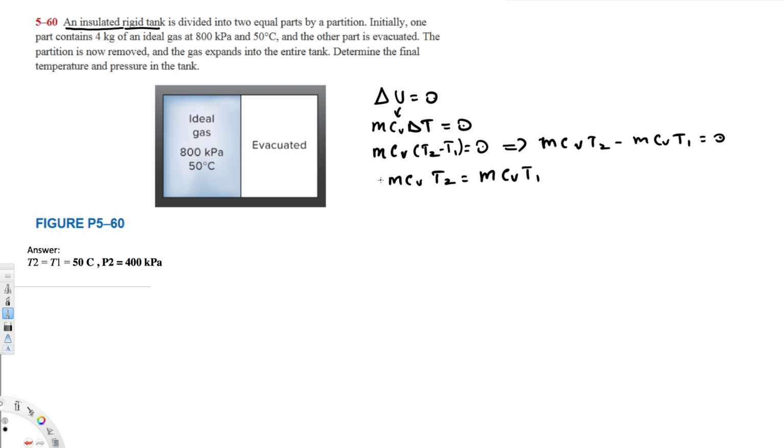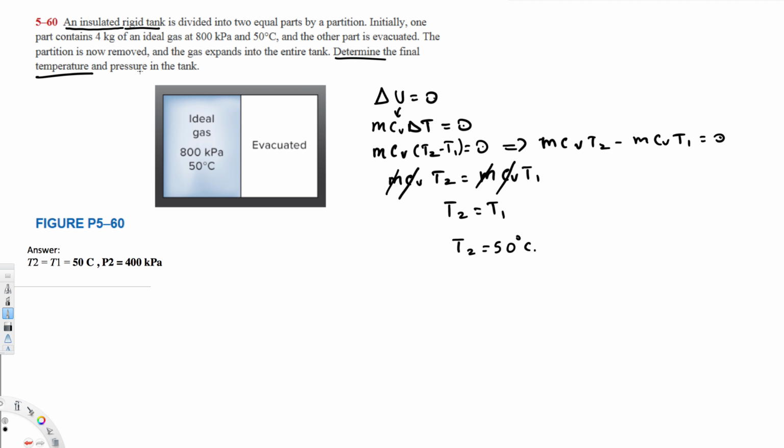And if you notice, the mass is not going to change, so there's nothing to change the mass. Both of the masses are equal, so we can cancel both of them. And Cv is going to be the same because Cv doesn't change due to the volume, right? So Cv also cancels. From this we can prove that T2 is equal to T1. So the temperature is going to be the same. Here T2 is equal to T1, therefore T2 is also equal to 50 degrees Celsius. So that's the first question, determine the final temperature.